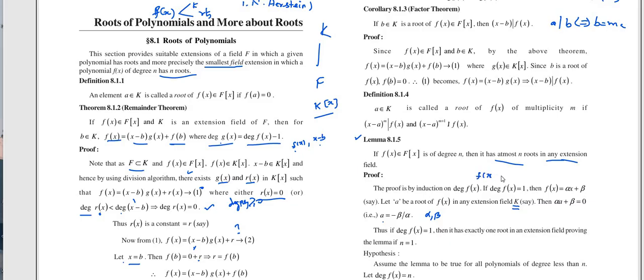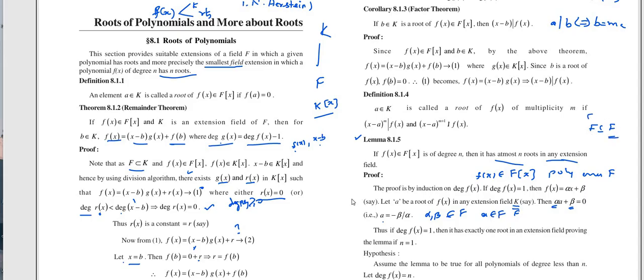f(x) belongs to F[x] means it's a polynomial over F. Over F, what we have said, the coefficients are from F. So here alpha is a coefficient, this is constant. So both of them are from F. So naturally, F being a field, a should be in F. So in any extension field we have mentioned here, that becomes just exactly F. Yeah, extension: F is contained in F. So F is considered as an extension of F.